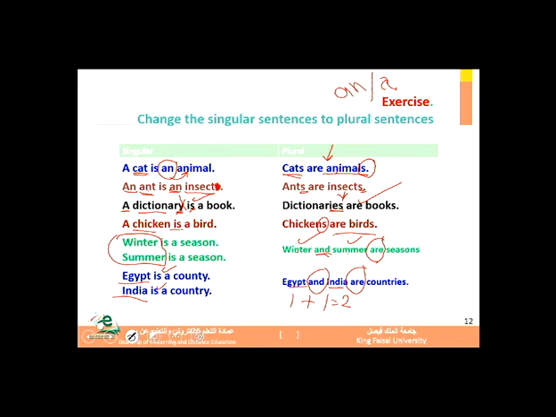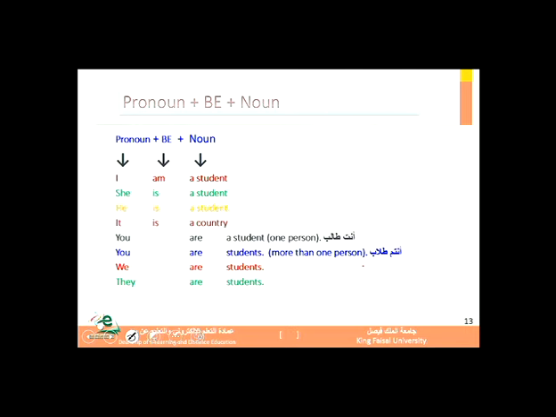Let's move to the following slide, where we have, rather than a noun, now a pronoun. This pronoun is also followed by one form of the verb to be, then another noun. So now we say the pronouns rather than the nouns. I, he, she, it, you. You again, whether it is singular or plural, then we and they.